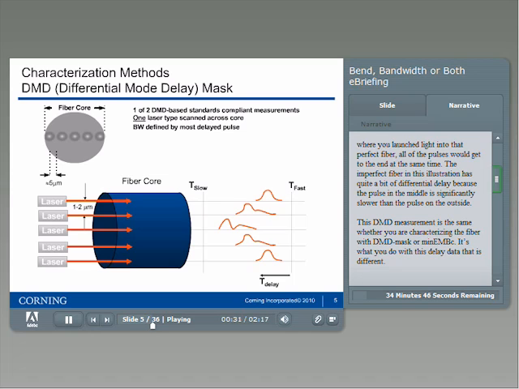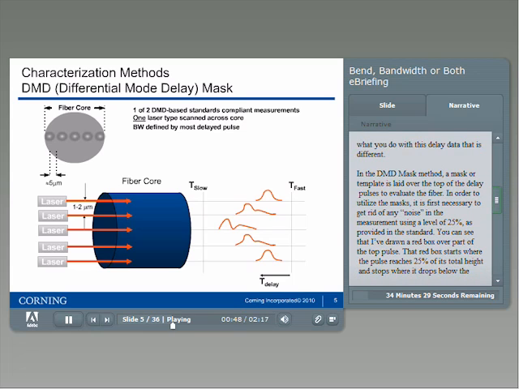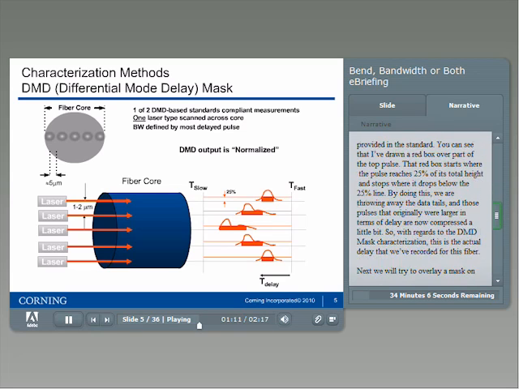The imperfect fiber in this illustration has quite a bit of differential delay because the pulse in the middle is significantly slower than the pulse on the outside. This DMD measurement is the same whether you are characterizing the fiber with DMD mask or mini-EMBc. It's what you do with this delay data that is different. In the DMD mask method, a mask, or template, is laid over the top of the delay pulses to evaluate the fiber. In order to utilize the masks, it is first necessary to get rid of any noise in the measurement using a level of 25% as provided in the standard. You can see that I've drawn a red box over part of the top pulse. That red box starts where the pulse reaches 25% of its total height and stops where it drops below the 25% line.